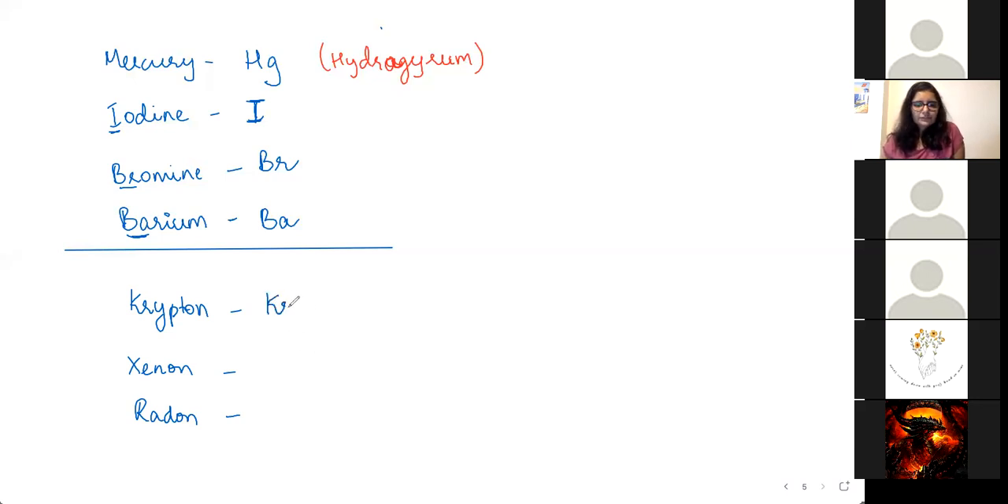So krypton is also Kr, first letter. Xenon is Xe. And radon is Rn, because there is an element called radium which has taken Ra. Why not use R? Simple. R has a different meaning, like in organic chemistry. Carbon compounds ke liye, you use the alphabet R that means something else. इसलिए element name के लिए you don't.